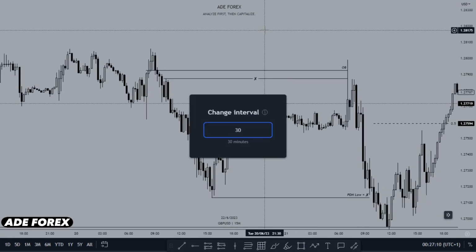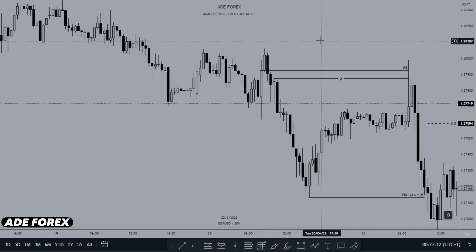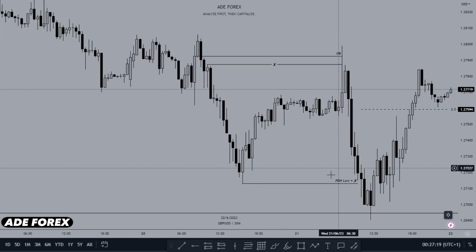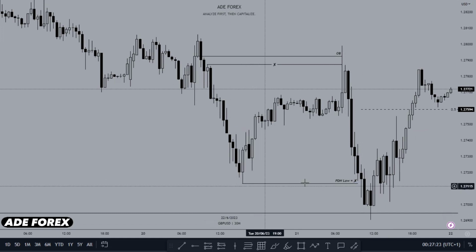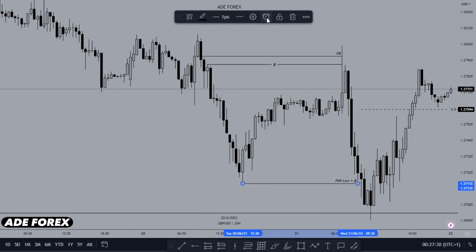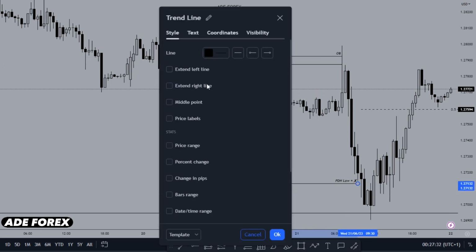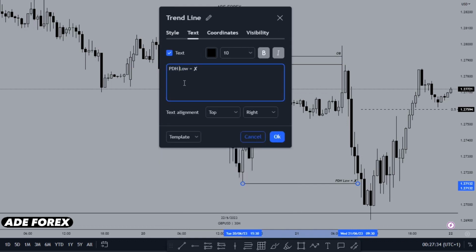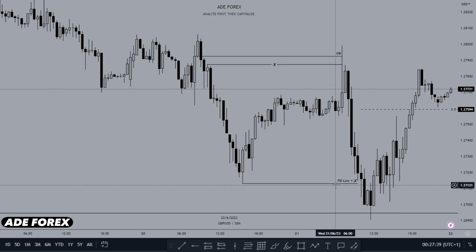On the 30-minute, we can see the market respected this order block, and then this was an inducement. I was expecting price to come and take out this previous day low, and this is the previous daily high. Oh, there's a mistake right here. Let me modify that. Previous day low. All right, so this was the previous day low, which is liquidity, and I was expecting price to come there.